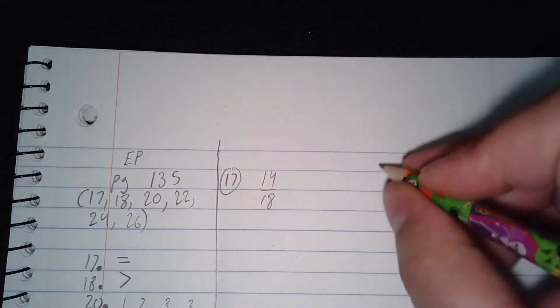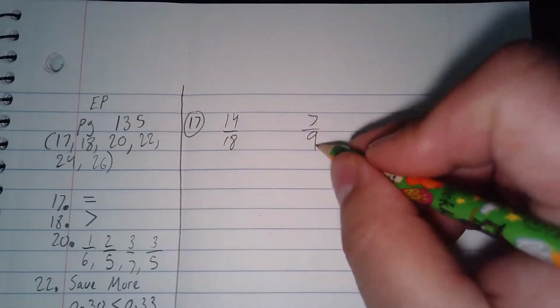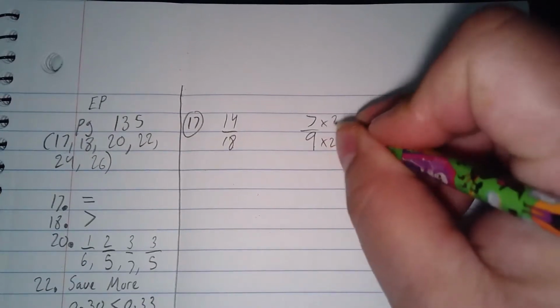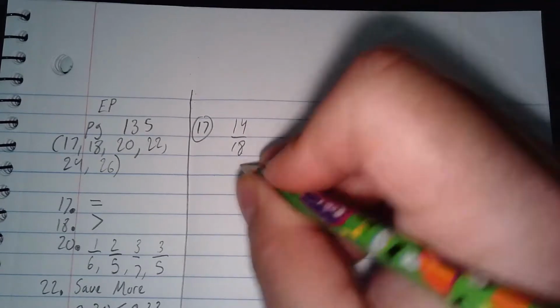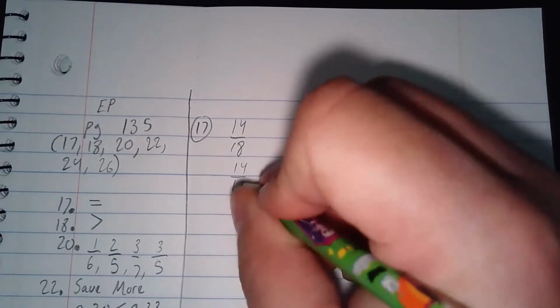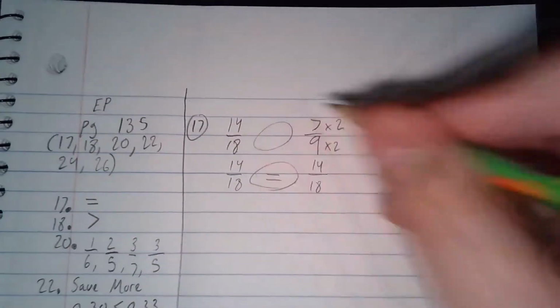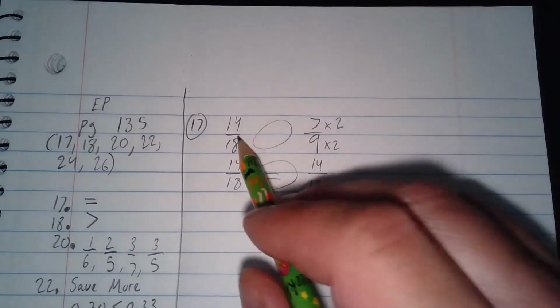So number 17. We have 14/18, and we're comparing it to 7/9. Okay, first thing you should do is look at the denominators. I noticed that 9 can be scaled up to get to 18. That means if I multiply this by 2, I will have a common denominator. And you can see now why they're equal. Another way you could have done this, if you simplified this, you would have seen that it reduces to that. But there we go.